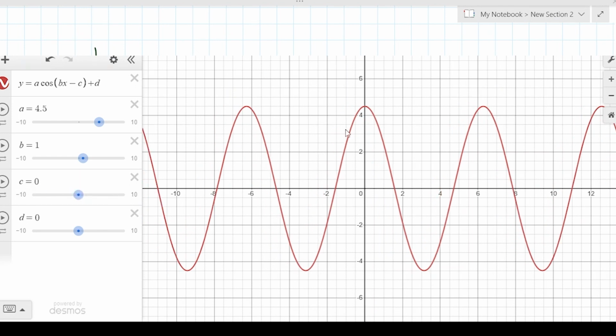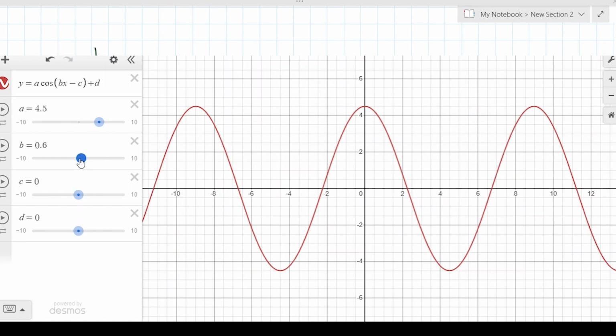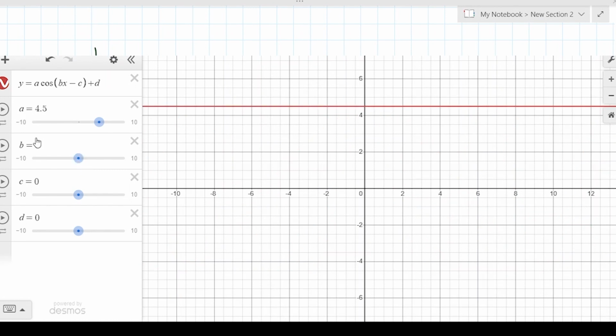Now the value of C is 0, its peak is here at 4.5, which is its amplitude. Now B is equal to 1. If I make B 0, this is the coefficient of the variable, this angle. If there is no angle, then what will happen? You can see that this is simply a straight line at A equal to 4.5, because cos 0 becomes 1.